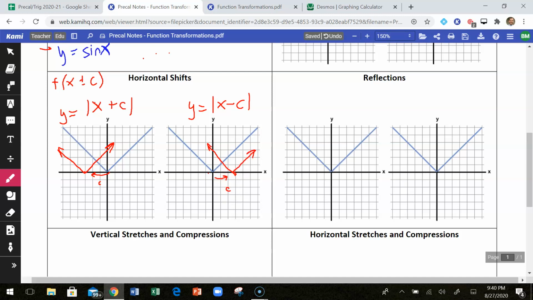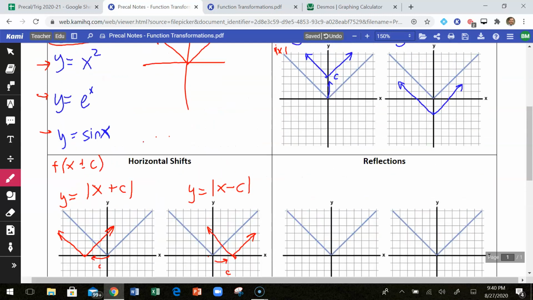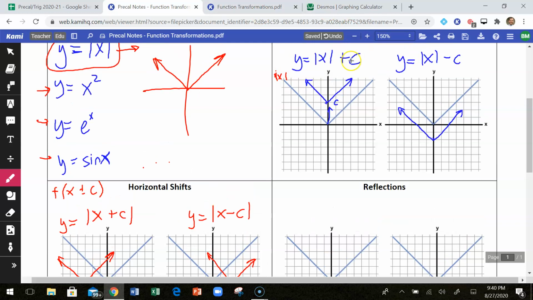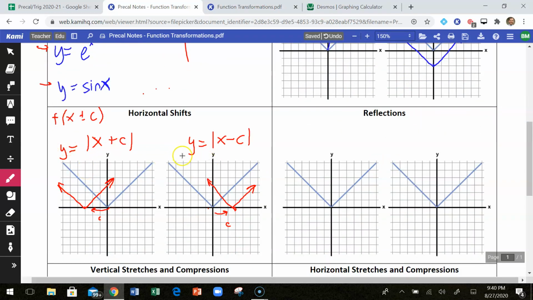So if something happens on the inside of the function, it typically does the opposite of what you may naturally think it would do. You probably would think that adding would move it to the right, when in fact it actually moves it to the left. And subtracting moves it to the right. Now on the outside it worked the way that we thought it would, and that's always true. So adding is going to move it up, subtraction moves it down, but on the inside it's kind of opposite of what you would think.